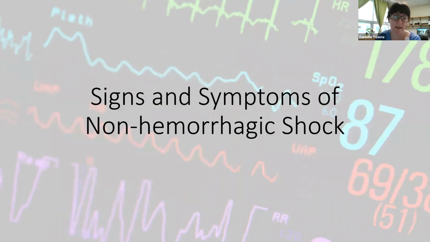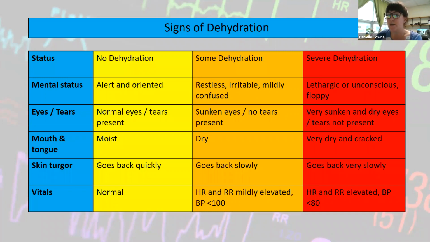And what might that look like? The signs of non-hemorrhagic hypovolemic shock are fairly similar, right? Heart rate and respiratory rate are going to increase, blood pressure and mental status decrease, which makes sense, right? Because the perfusion is starting to get worse.